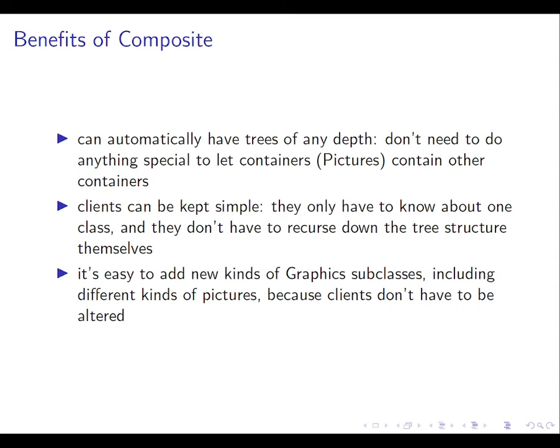So the benefits of Composite are that we can automatically have trees of any depth. We don't need to do anything special to let containers, pictures in this case, contain other containers. And the clients can be kept simple. They only have to know about the Graphic class and its interface, the messages that they can send it, and they never have to worry about recursing down the tree structure themselves. And of course, it's easy to add new kinds of graphic subclasses, including, by the way, different kinds of pictures, okay? Because clients don't have to be altered, they're just interacting with the Graphic class.